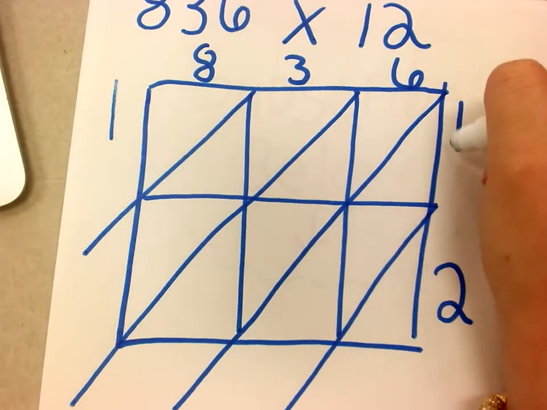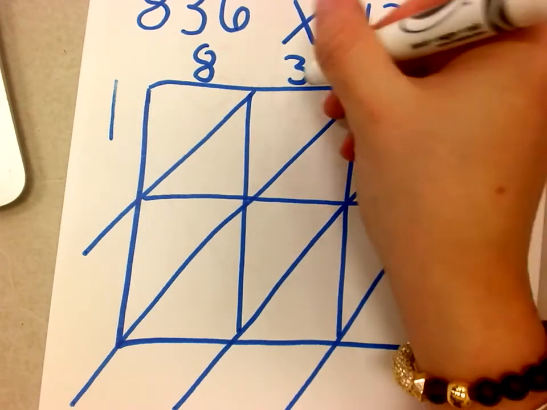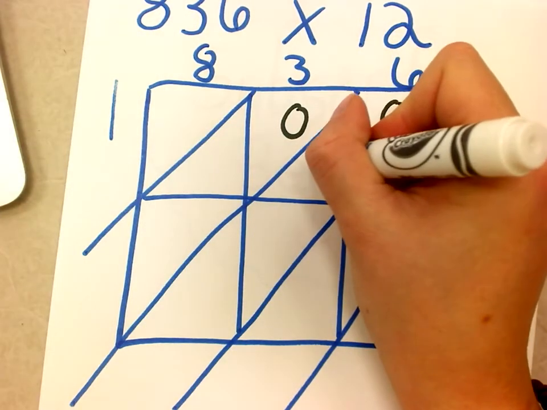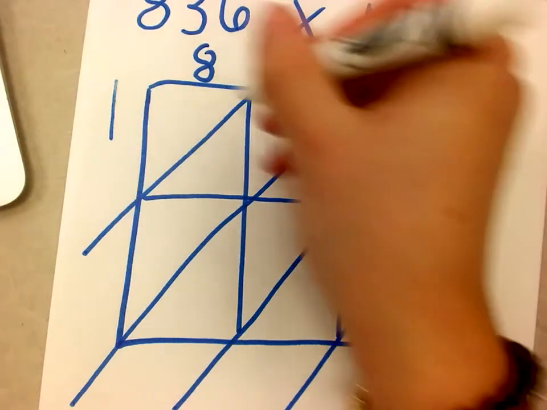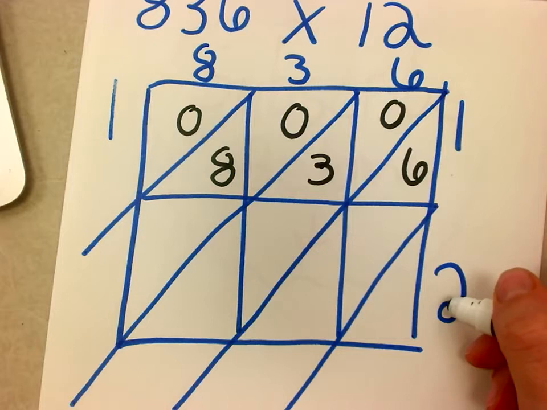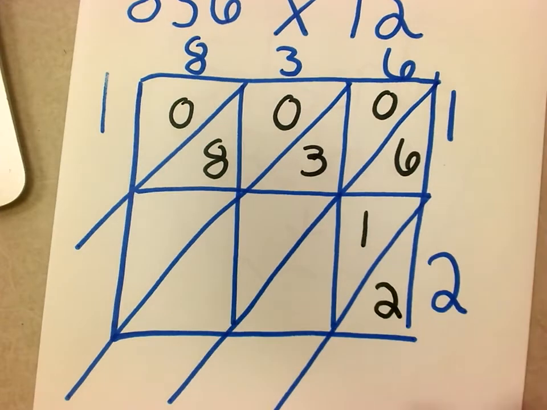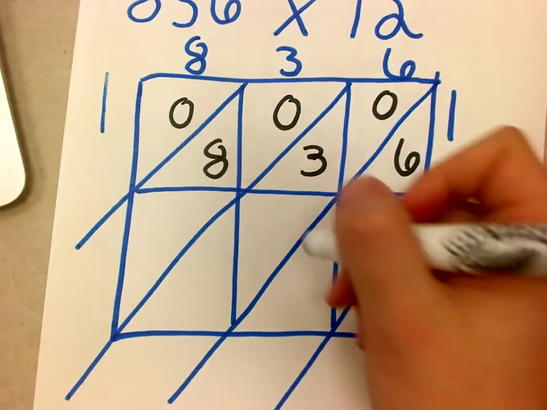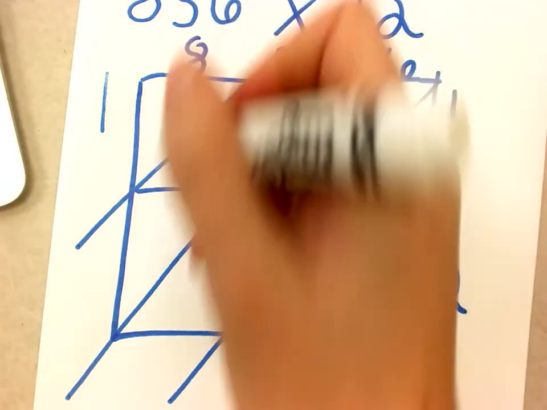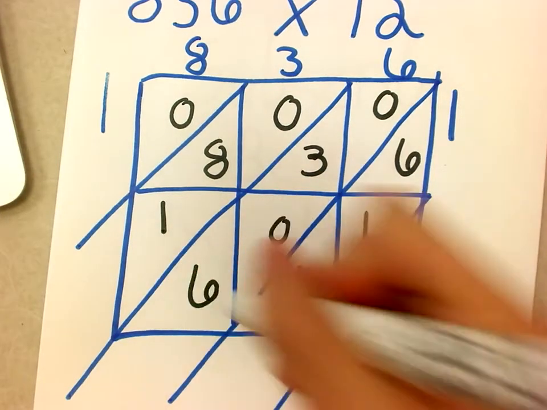So 1 times 6 is 6. There's 0 tens and 6 ones in the number 6. 1 times 3 is 3. There's 0 tens and 3 ones. 1 times 8 is 8. 0 tens, 8 ones. Now I'm going to do that for my 2. 2 times 6 is 12. There's 1 10 and 2 ones in that number. 2 times 3 is 6. There's 0 tens and 6 ones in that number. 2 times 8 is 16. There's 1 10 and 6 ones in that number.